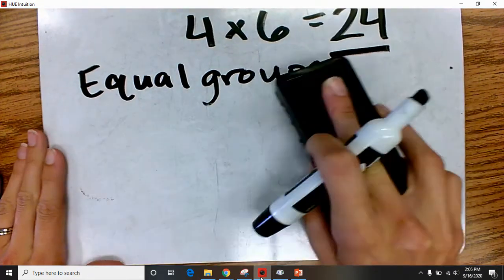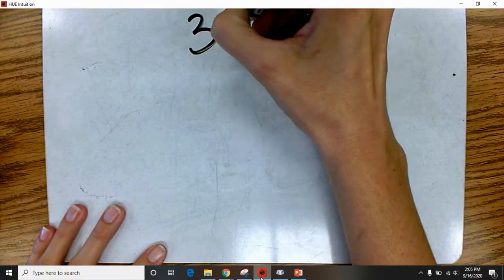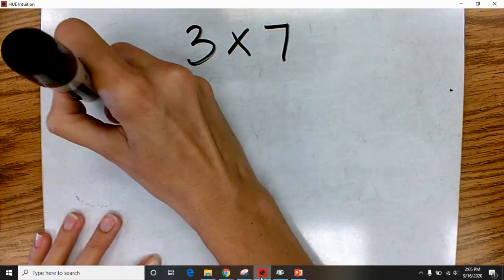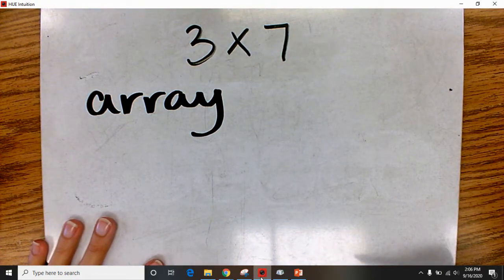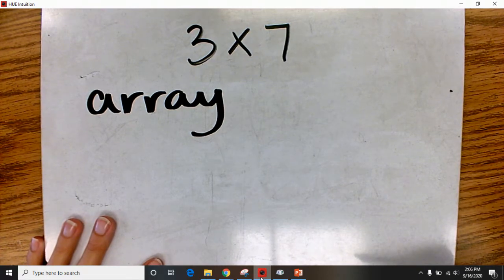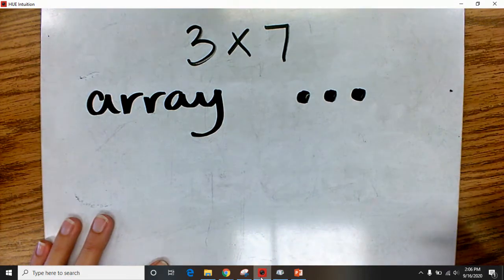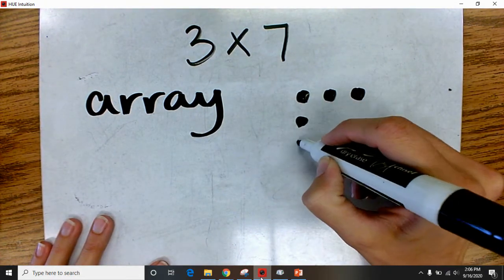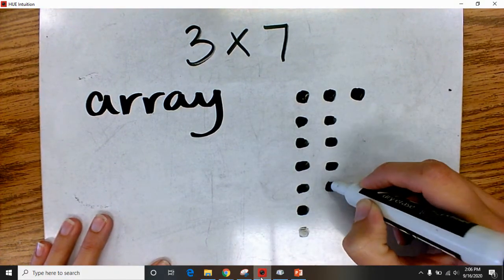Another way you can figure out a multiplication fact that you just can't remember, let's try 3 times 7, is to draw an array. Array is another way of drawing a multiplication fact. So if I wanted to draw a 3 by 7 array, I could draw dots or squares or whatever, but I want to arrange them in a rectangle that is 3 on one side and 7 on the other, like this. 3 dots on this side, and then I want to go down 7. 1, 2, 3, 4, 5, 6, 7, and then just kind of fill in to make a rectangle.